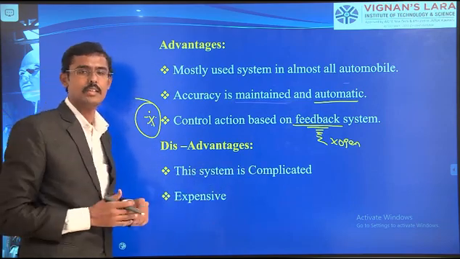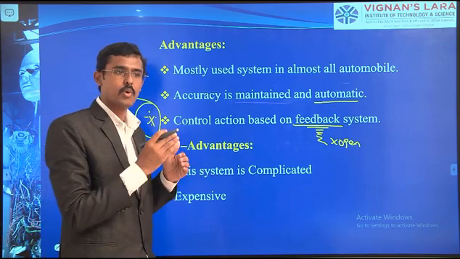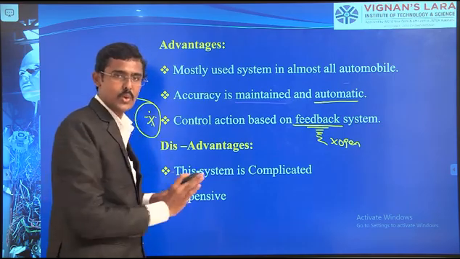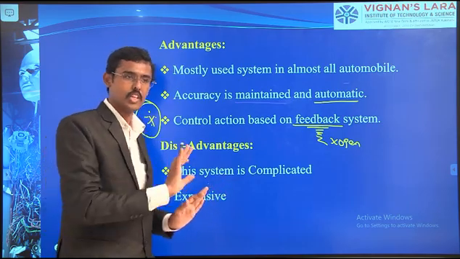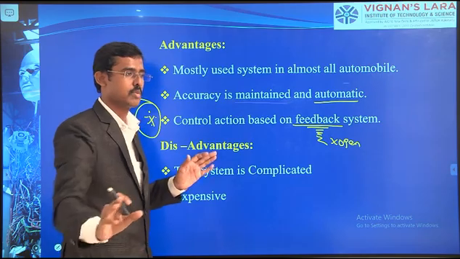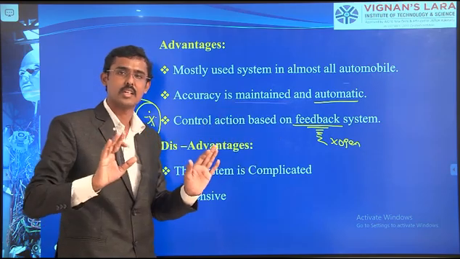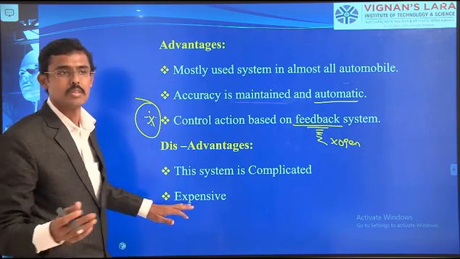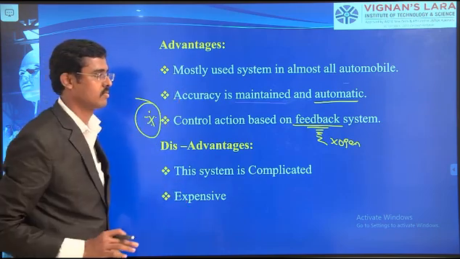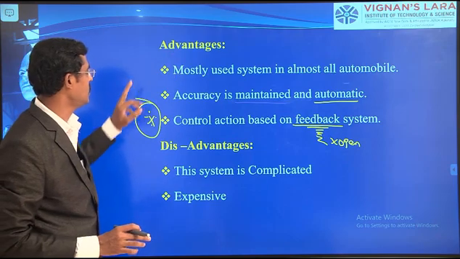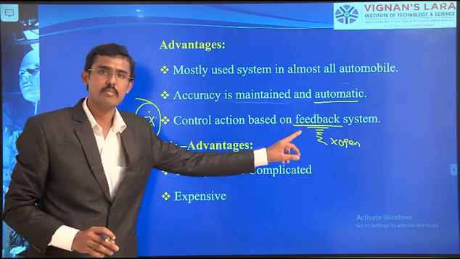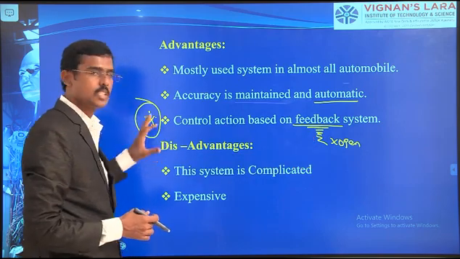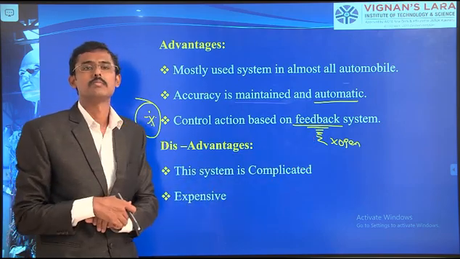Disadvantages: the system is complicated. We understand it easily, but when the elements increase, the complexity also increases. The three components belong to open loop. Additionally, measurement and comparison belong to closed loop. But the system is complicated and expensive. When the elements increase, cost increases. So importantly, the advantage is that the control system is based upon feedback, which is useful to maintain the accuracy. The disadvantage is that it becomes complicated and expensive.